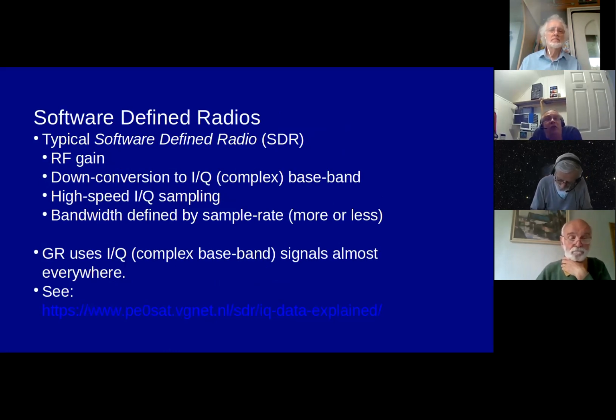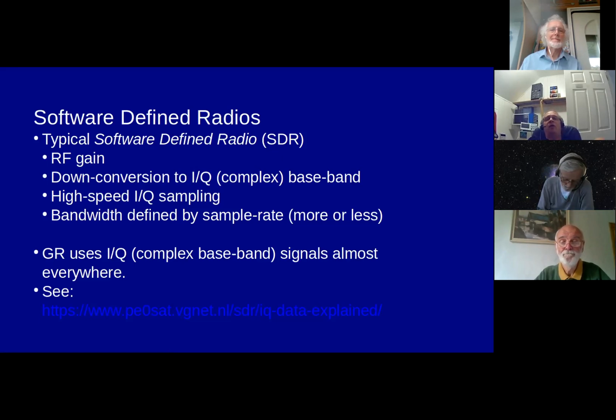So what is a software-defined radio in, sort of, 3 sentences? A software-defined radio has some RF gain. It does some down conversion to a complex baseband. It has some high-speed complex sampling, and the bandwidth of the instrument is more or less defined by the sample rate that you're using. Some SDRs can support sample rates right up into the nosebleed section. Some are more modest, like the RTL SDR, and to a certain extent, it just depends on your budget for both the radio and the computer that is consuming all of those samples.